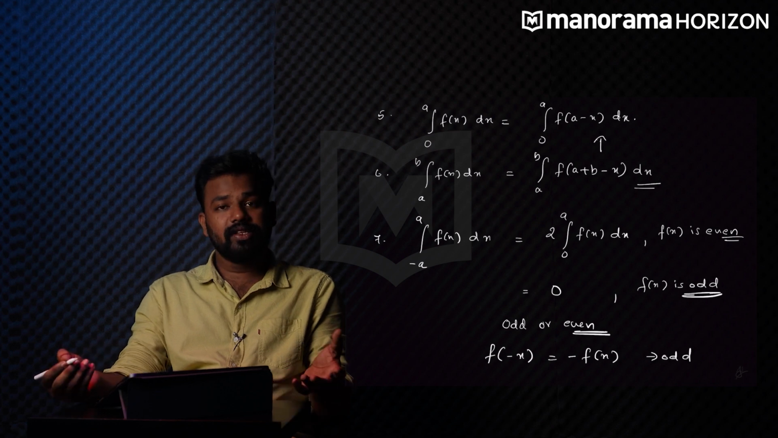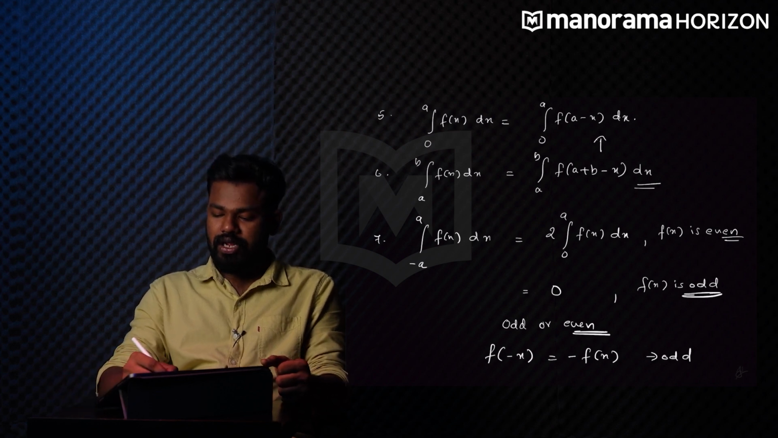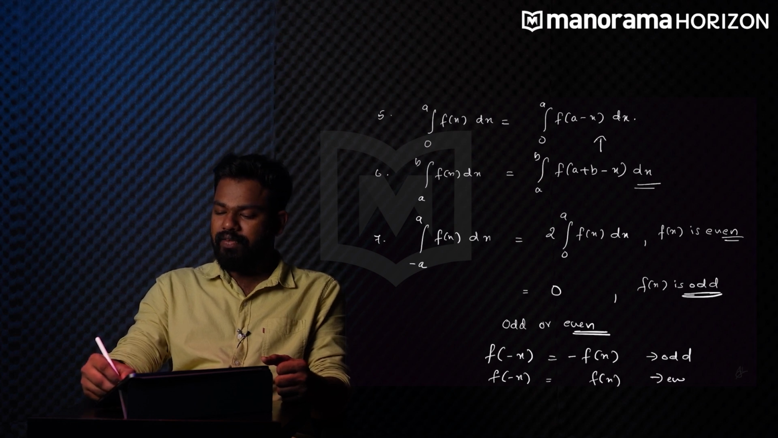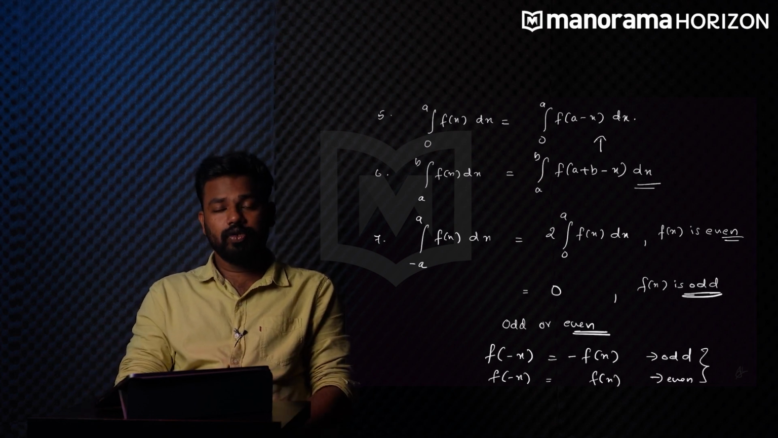If f of minus x is equal to minus of f of x, it is an odd function. And if f of minus x is equal to f of x, then it is simply an even function. So very important. To identify whether the function is even or odd, you have to use this rule and check whether it is even or odd.